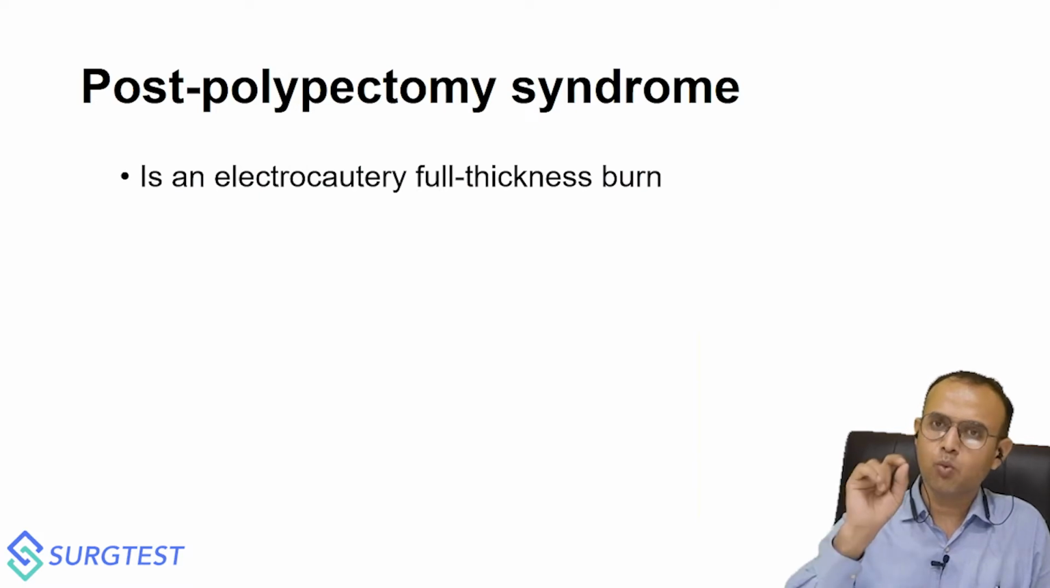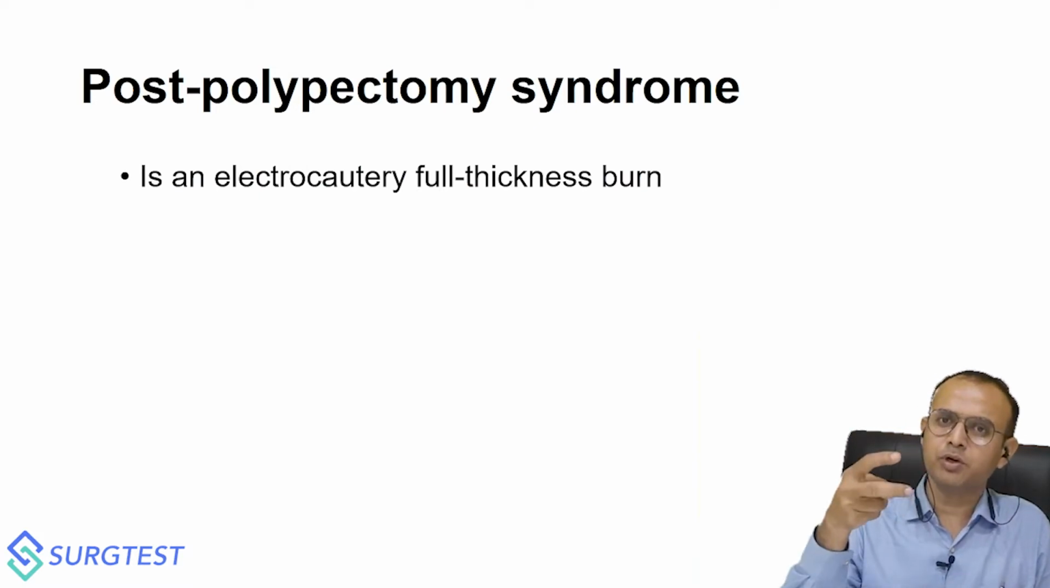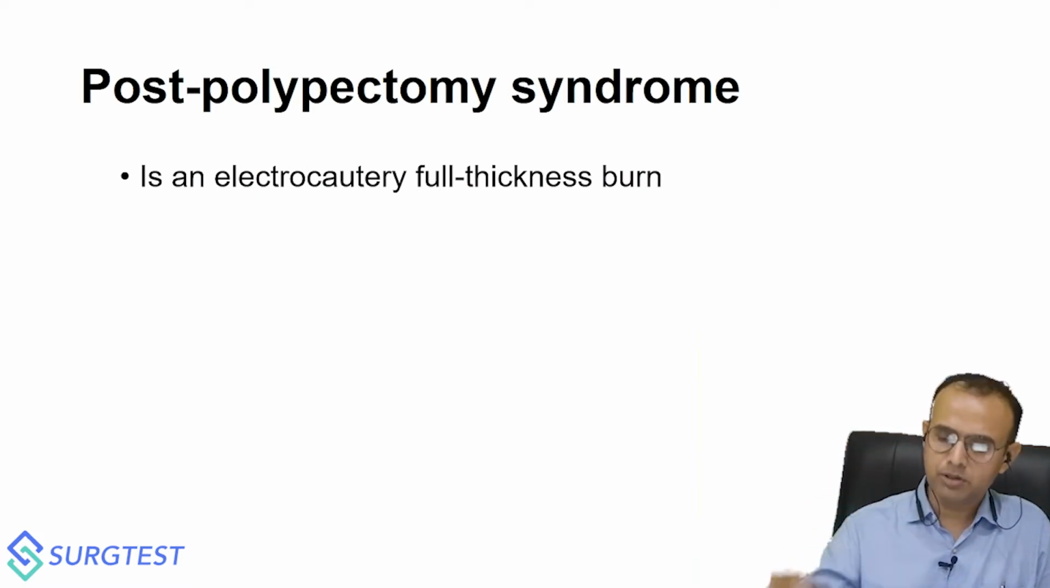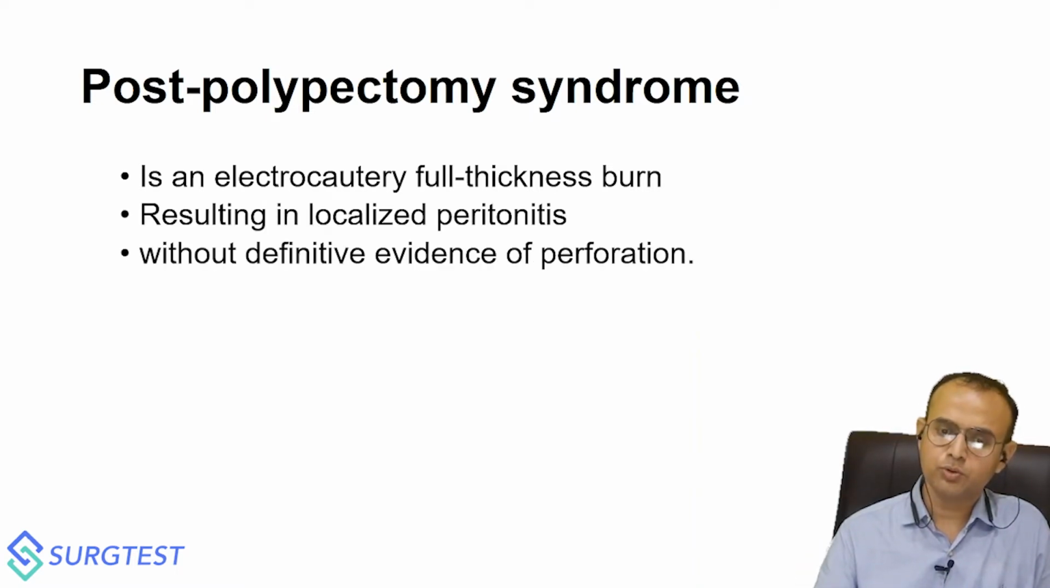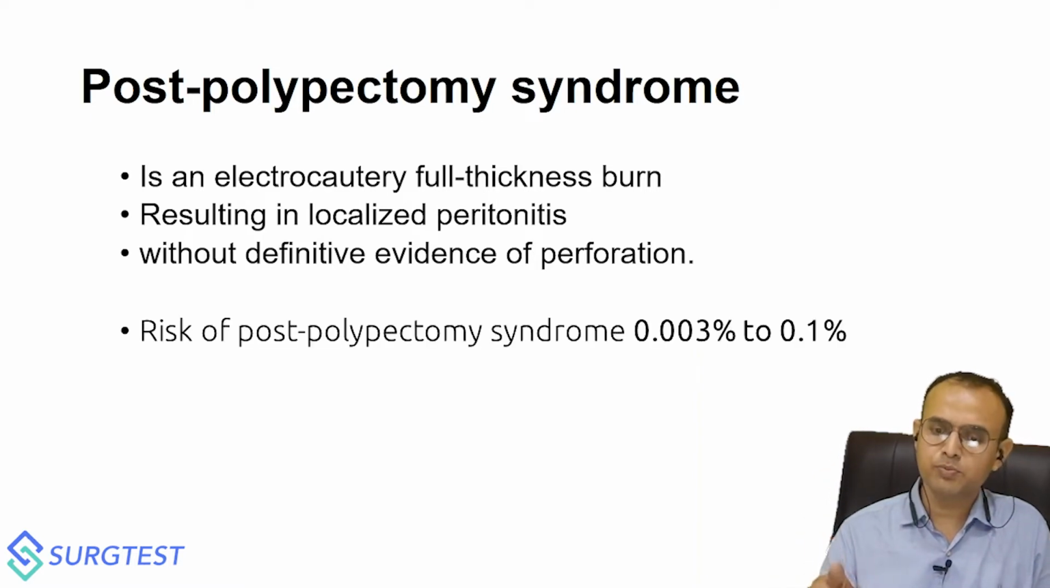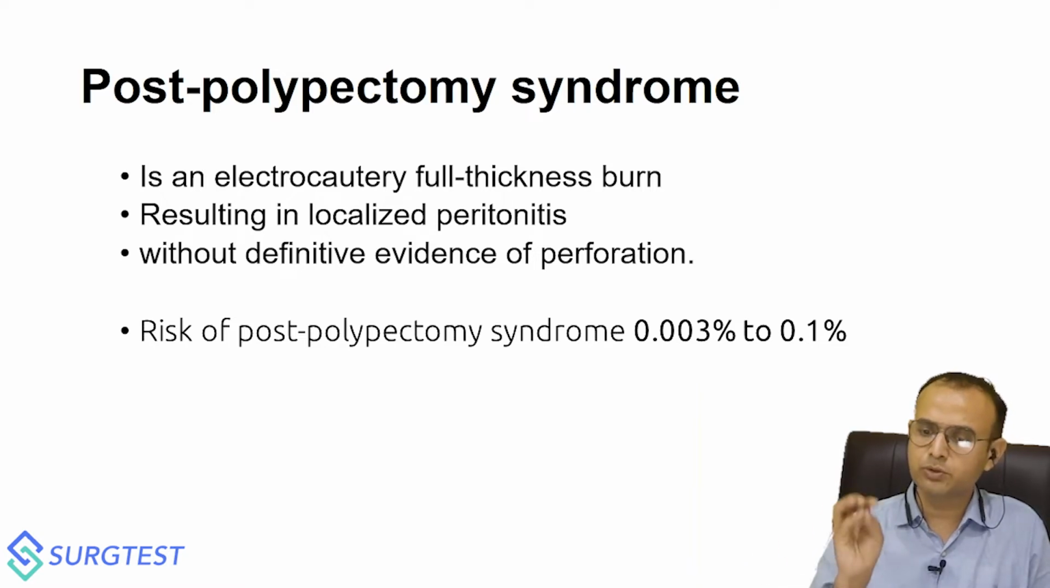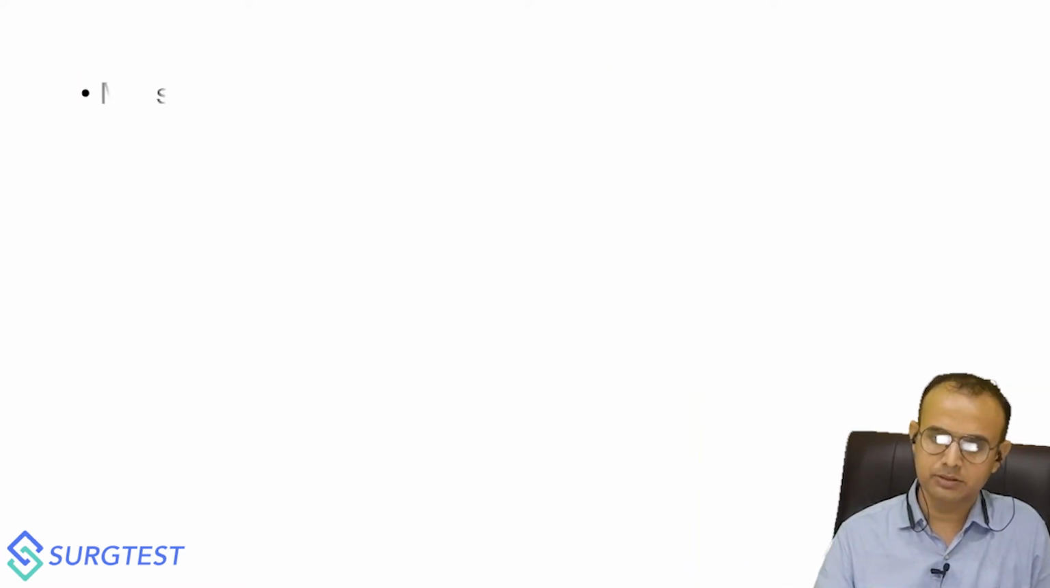For removing the polyp, we do a cautery burn. Because of the cautery burn, we get localized peritonitis. So without definitive evidence of perforation, there is localized peritonitis, giving peritonitis features. The risk of post-polypectomy syndrome is 0.003 to 0.1%.